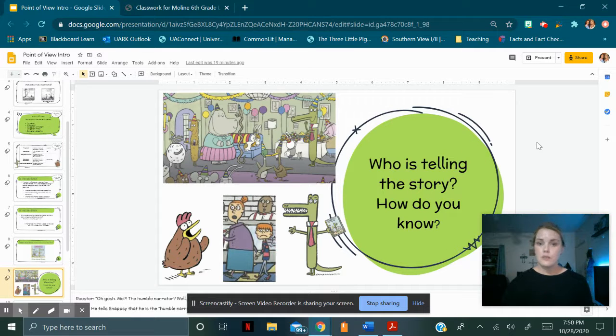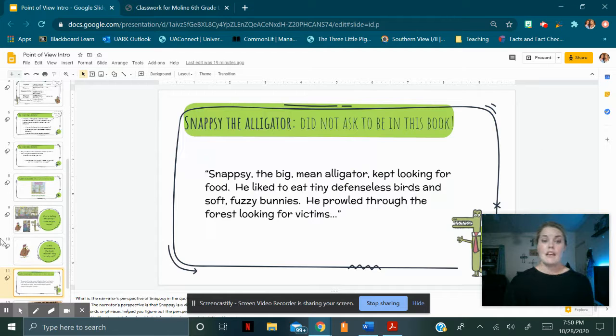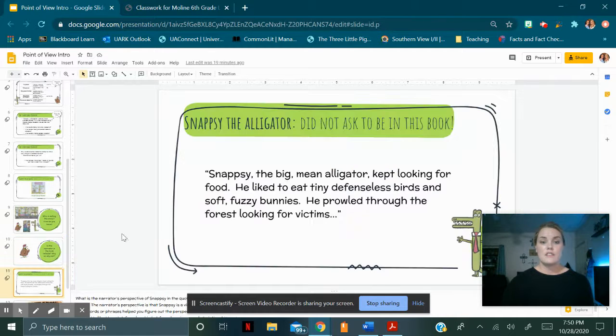Who is telling the story? How do you know? Does the book literally tell you? How did you figure it out? Is the narrator reliable or unreliable? Why? How do you know? And then whenever you're answering this question, you can look at this little excerpt, this little quote I pulled from the book to help you determine if you think the narrator is reliable or unreliable.